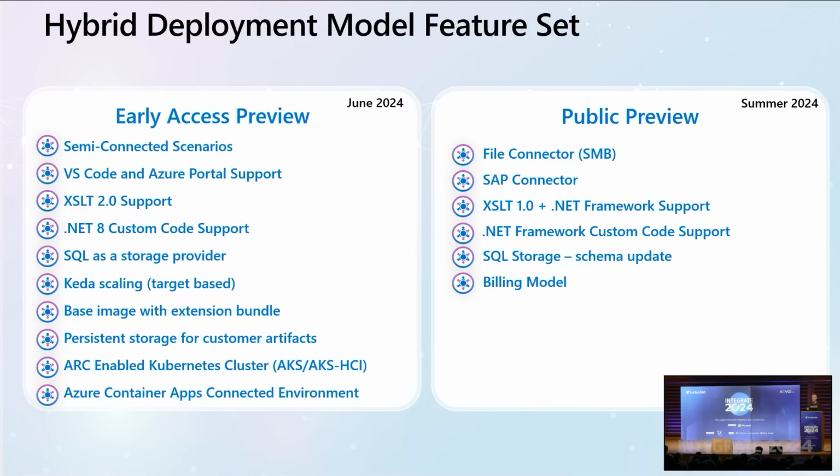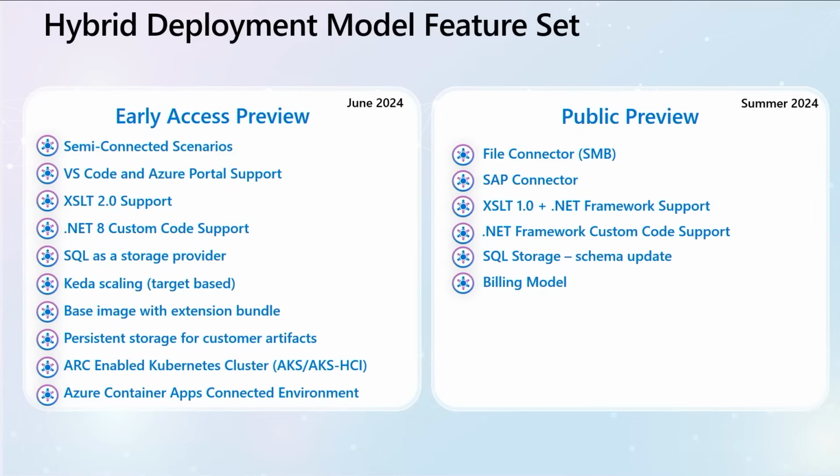We do have target-based scaling that's available. We also are using SQL as a storage provider for the backend. Naturally, when you deploy this in Azure, that is Azure storage, but if it's running on premise, we got to keep that storage all local. And then some of the things that we're actively working on as well that will be available in our summer public preview is the file connector using SMB, the SAP connector, XSLT 1.0 and .NET Framework support, and then also the .NET Framework custom code support.